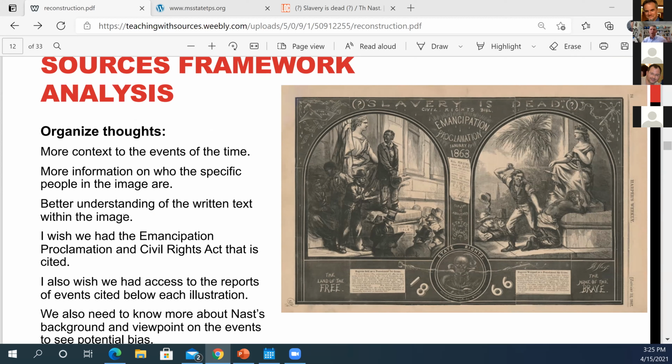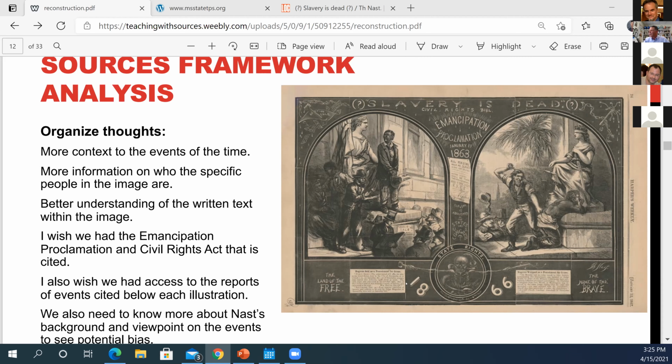They wanted more context. They want more information on these specific people, and we're going to talk about that in just a minute. They said, we wish we had the Emancipation Proclamation and Civil Rights Act that is cited. We talk about the Emancipation Proclamation and the Civil Rights Bill that's talked about. They wish they had more access to the reports of the events.